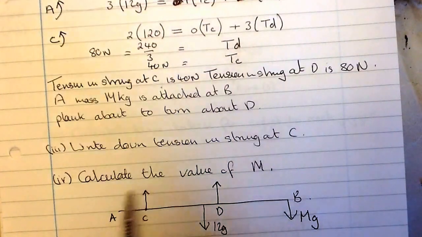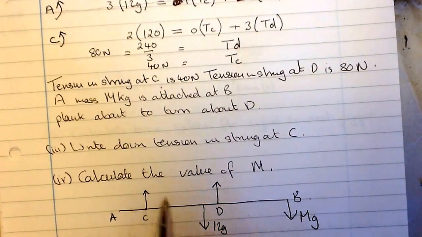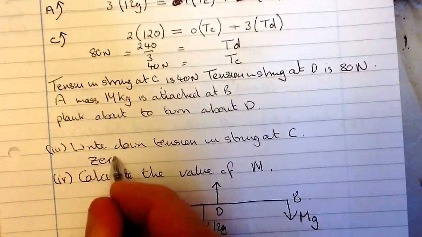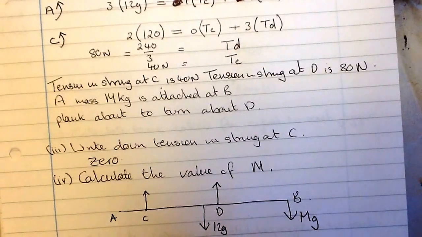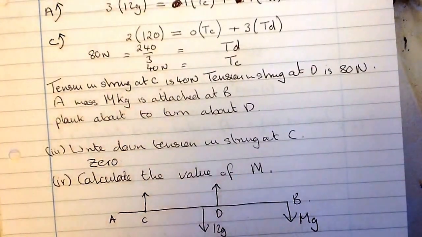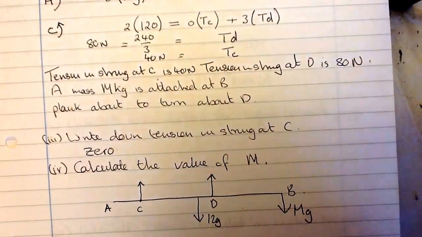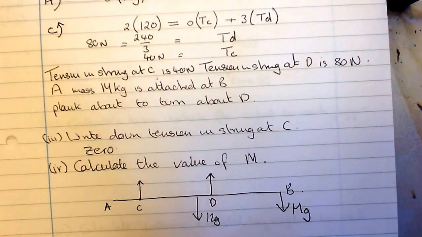Now we're told write down the tension in C. Well, if it's just about to turn about D, this means this is going to go slack, so the tension in that string would have to be 0. Now we're asked to calculate the value of m. Okay. Now this is a different question. Because we put in a new mass, we can't use our answers from the previous part. But the easiest way to do this question is actually take moments about D.